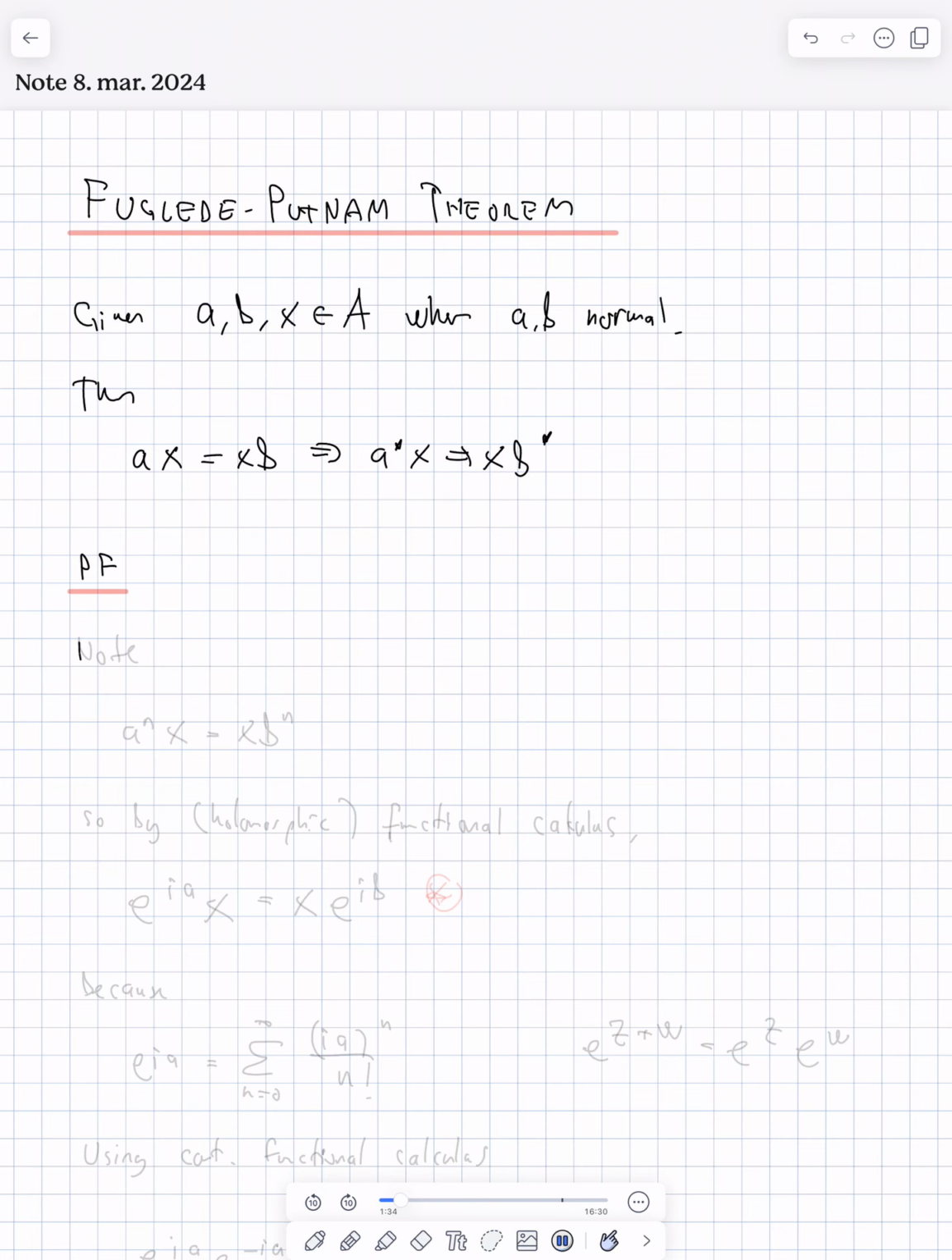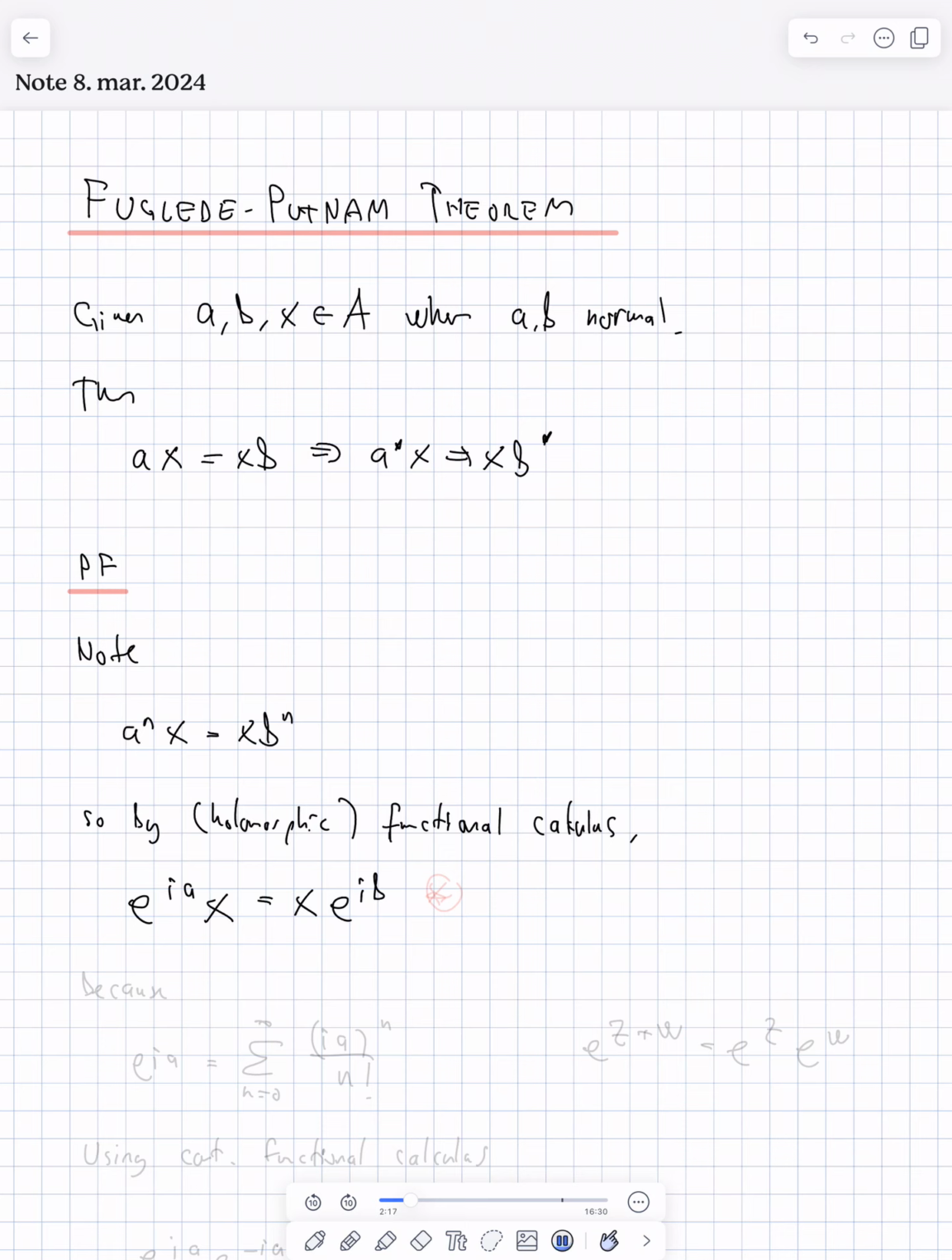normal. So the first thing we do is that we note that A to the n times X is X times B to the n, just by using the equality n times, moving n A's to the other side of B. So by, and I'll put in parentheses, holomorphic functional calculus, we get that e to the IA x is x e to the IB.